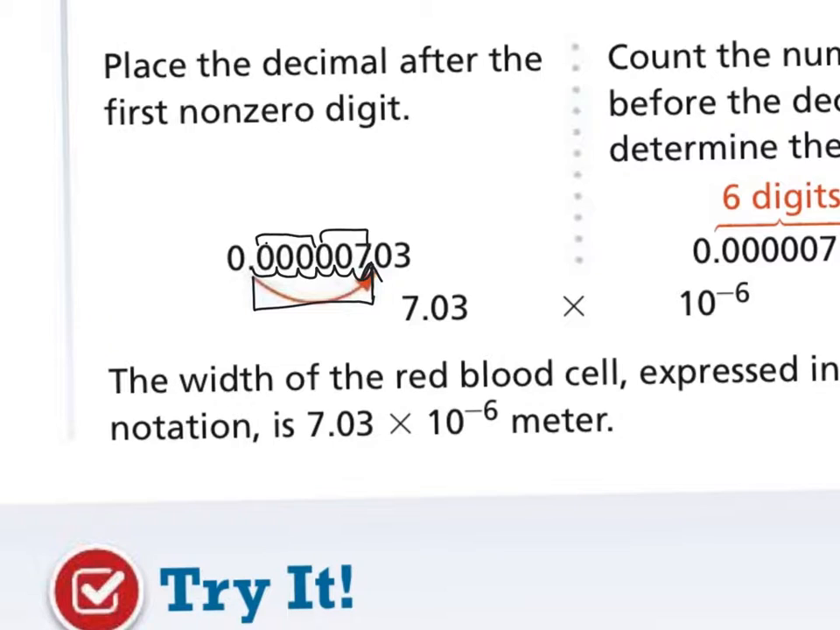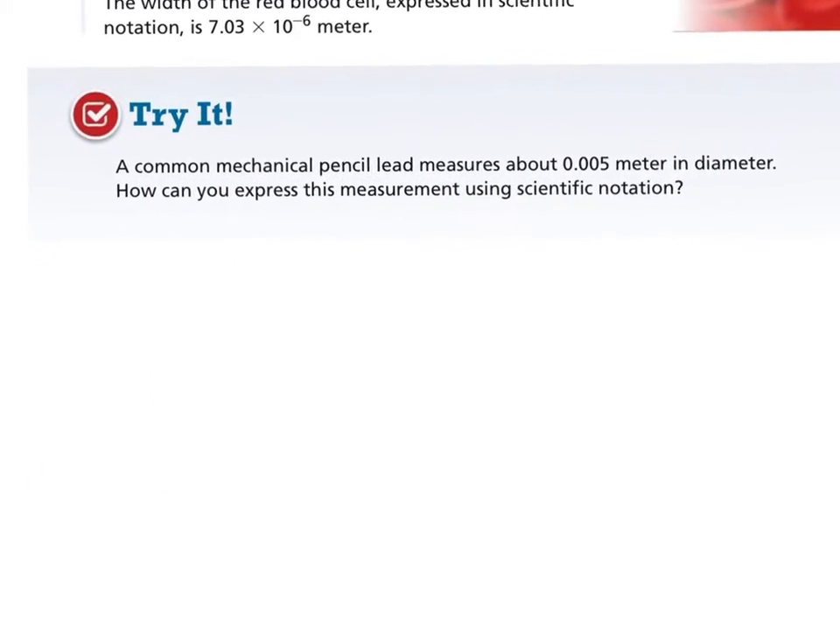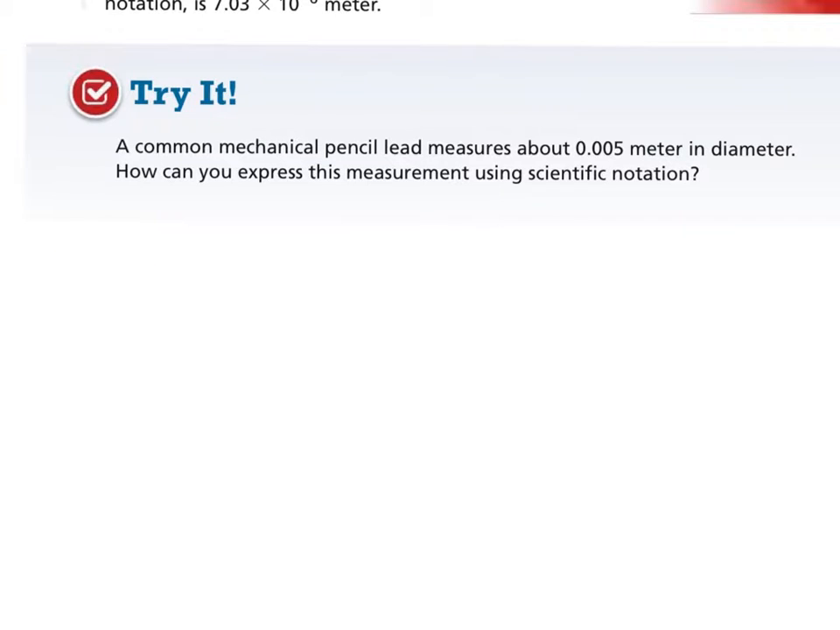We moved 6 spots, but it's a small number. It's a negative exponent because it's a really small number in this case. So if we look at the try it, a common mechanical pencil lead measures about 5/1000ths of a meter in diameter. How can you express this measurement using scientific notation?